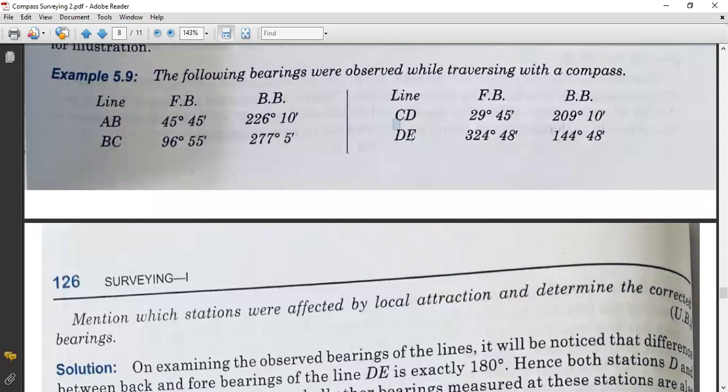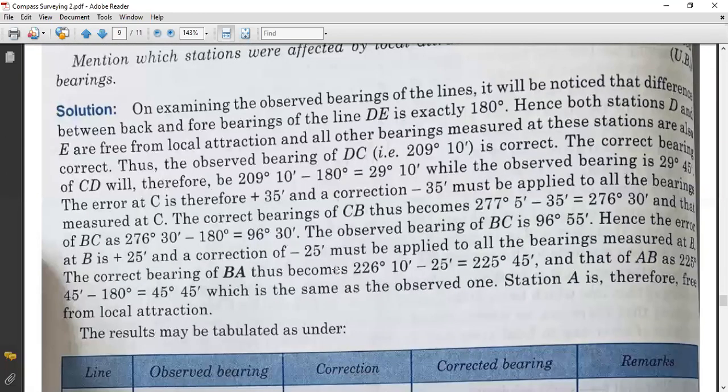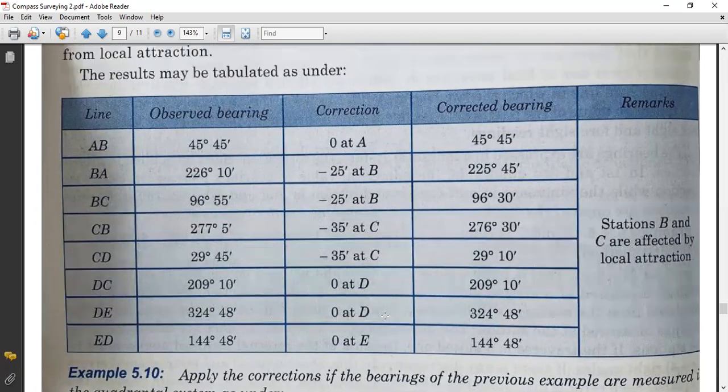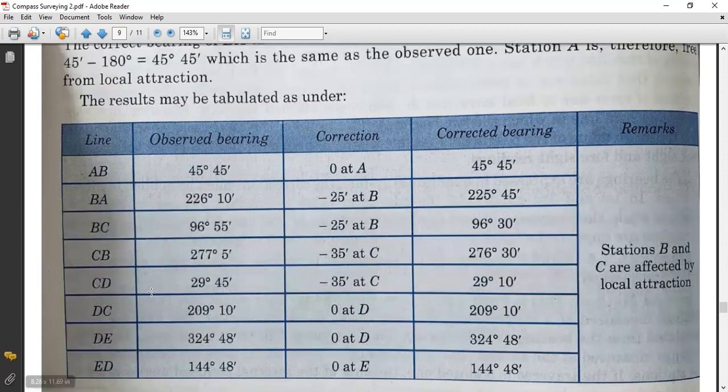So DE and ED have a difference of 180 degrees. Check here: 324 degrees 48 minutes minus 144 degrees 48 minutes. So for DE and ED, the correction is 0 at D and 0 at E. Once you get DE, you can go for DC, the previous line.